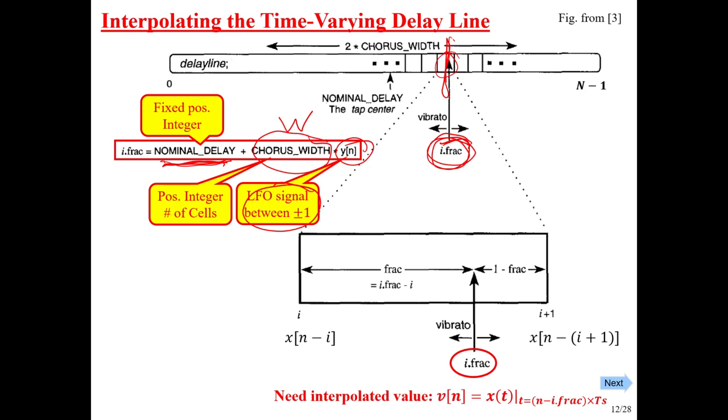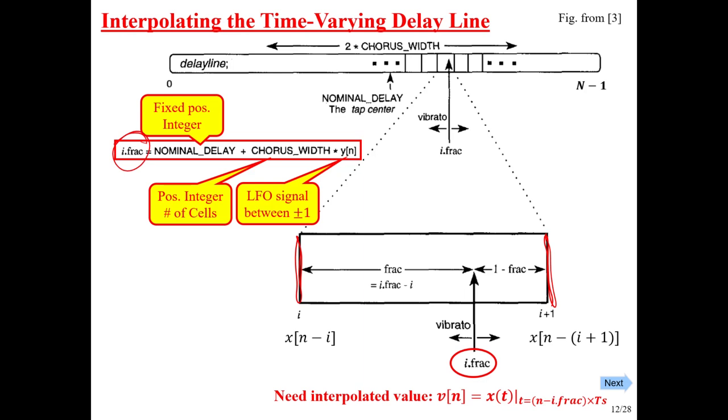And W is a positive integer number of cells, but this is going to be a number that, except at its extremes, is non-integer. This is an integer. So we're going to have an integer plus an integer times potentially a fraction. So our delay value will not be an integer, meaning it's not going to point at one of these two positions, I or I plus 1. So we write that as I dot frac.